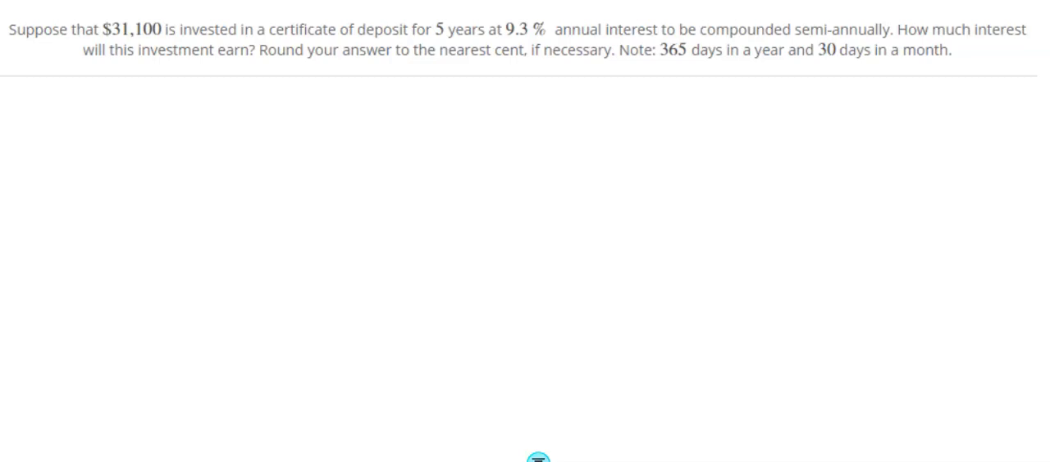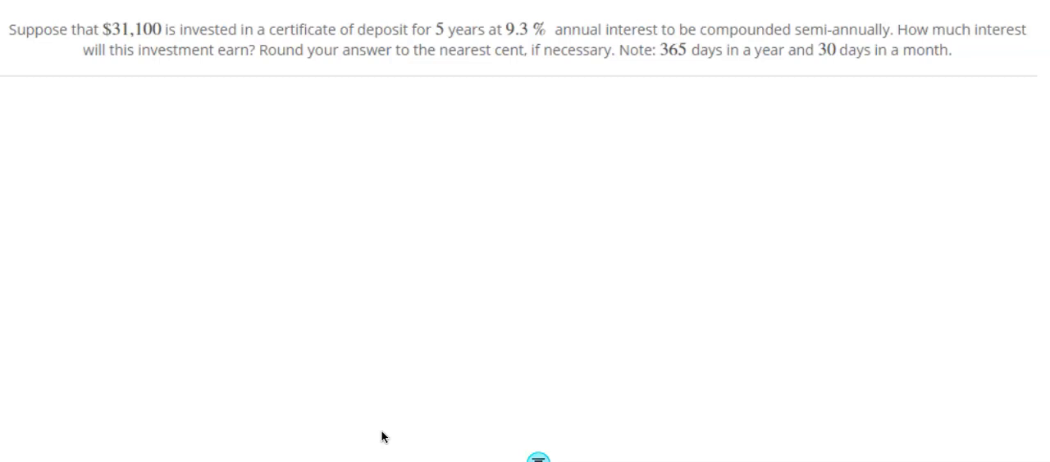If necessary, note that 365 days is what we're counting as a year, and 30 days is what we're counting as 1 month. The 365 and the 30 are not necessarily for this problem. They're just being clear. They put that on all of these compound interest problems.